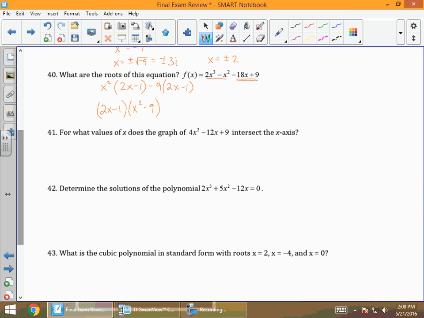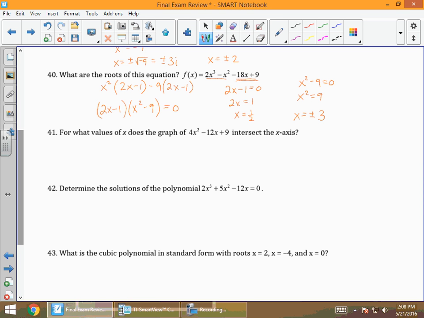So if I want to find the roots, they are when this thing is equal to 0. So I take 2x minus 1, set it equal to 0, add 1, divide by 2, so x is 1/2. That's one root. I need 3. x squared minus 9 equals 0. x squared equals 9, and x equals positive or negative the square root of 9, which is 3. So my 3 roots are 1/2, and then 3 and negative 3.